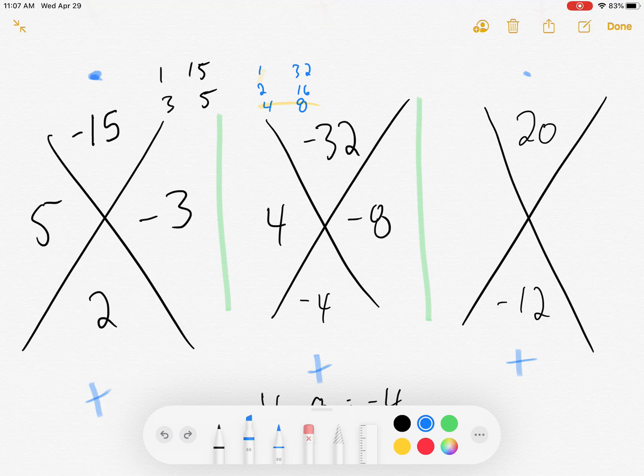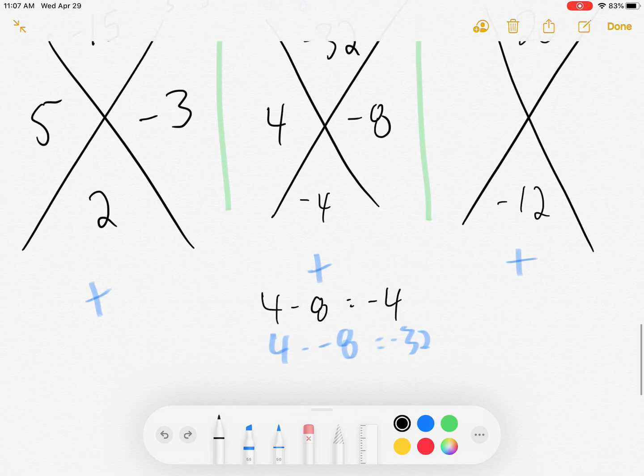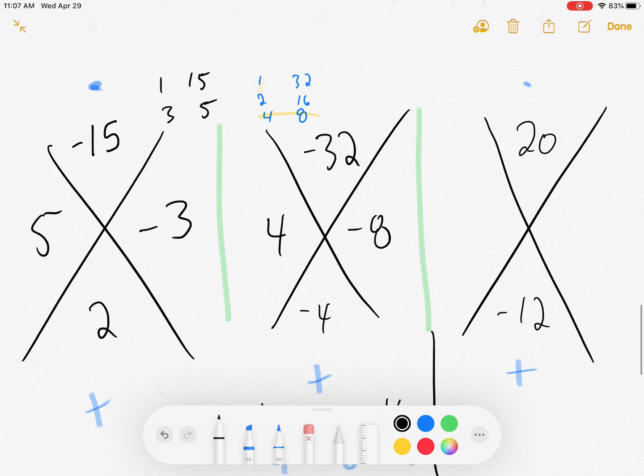Okay, last up, we have 20 and negative 12. So they got to multiply to 20, but add to be negative 12. Let me write this out. They got to multiply to be positive and add to be negative. So what are the only numbers that multiply to give you a positive number? Well, you could do a positive times a positive, or you could do a negative times a negative. A negative times a negative gives you a positive answer.